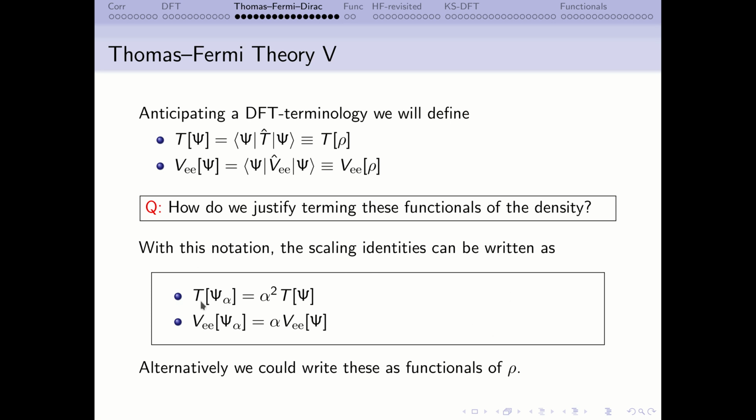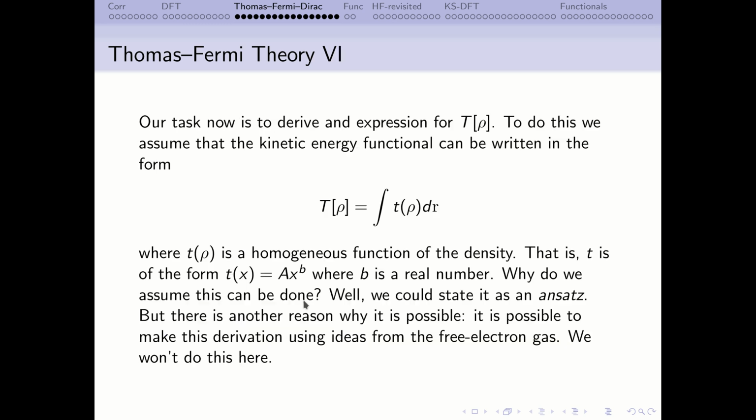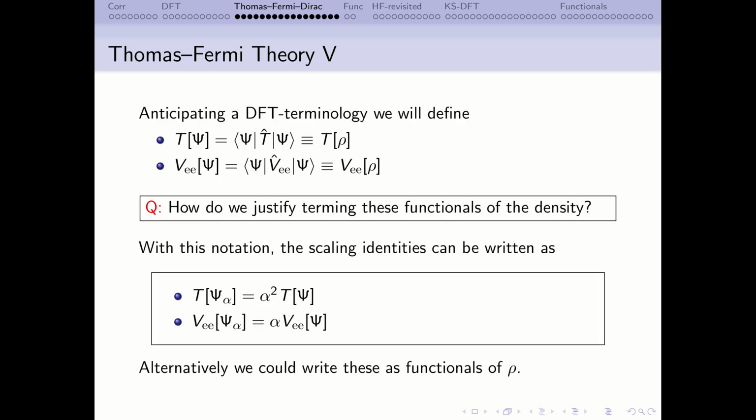So in this notation, the kinetic energy as a functional of the wave function is going to be alpha squared times the kinetic energy. And we can also write this in terms of the density. I should have written it here, but it would be the kinetic energy as a functional of rho alpha is equal to alpha squared times the kinetic energy as a functional of rho. And likewise for the electron-electron energy.